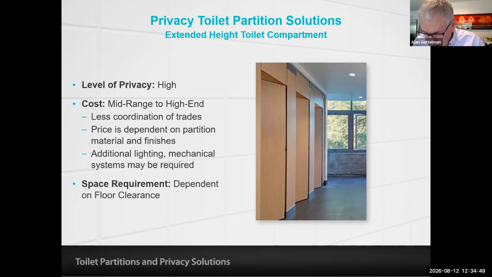Extended height toilet partitions can take up a medium amount of space, but floor clearance is also a consideration with extended height toilet compartments. Many systems with minimal floor clearance require deeper and wider compartments to comply with accessibility standards toe clearance requirements. Again, note, if the wheelchair accessible toilet compartment interior dimensions are a minimum of 66 inches wide and 66 inches deep, no toe clearance is required.